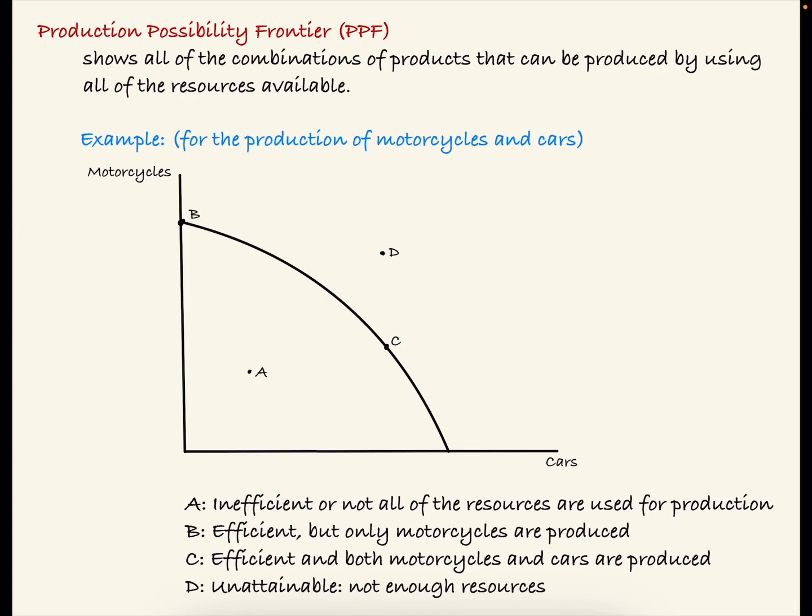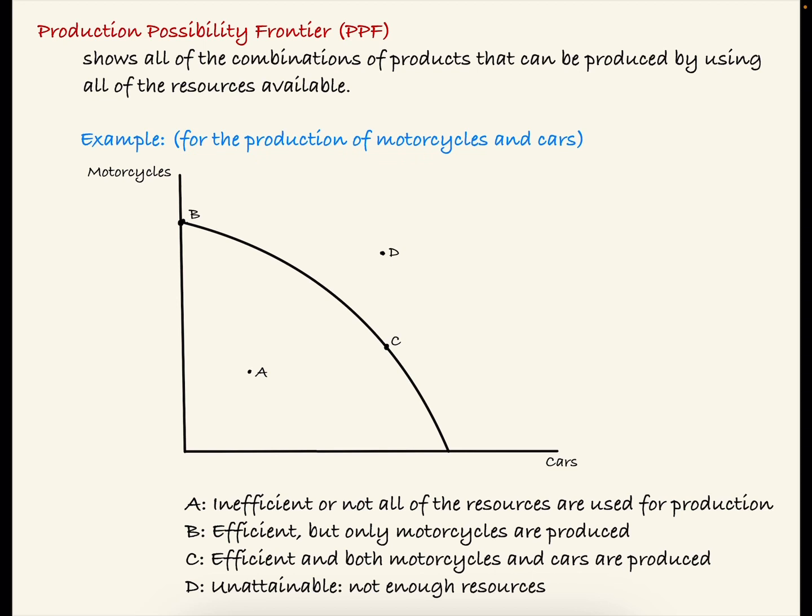Now let's talk about the Production Possibility Frontier, or PPF for short. The Production Possibility Frontier shows all of the combinations of products that can be produced by using all of the resources available. Let's take a look at our example. On the vertical axis, we have motorcycles, and on the horizontal axis, we have cars.